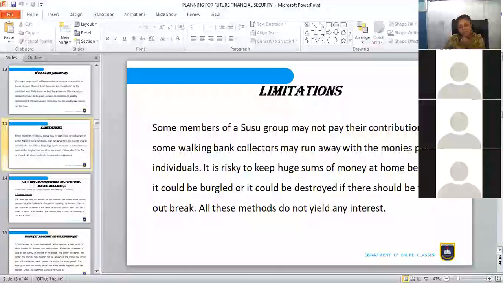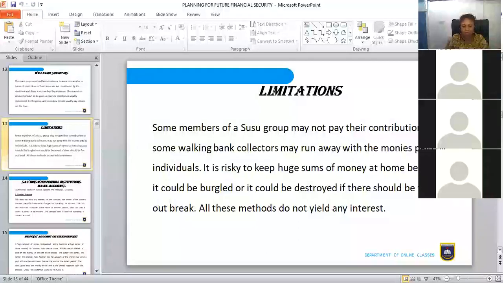And it is risky to keep huge sums of money at home. Like I said, you are keeping that huge sum of money at home. There is a fire outbreak. All the money is burnt. You have lost. Or you kept that huge sum of money at home, and unfortunately, armed robbers attacked your home. They broke into your home and everything was taken away.